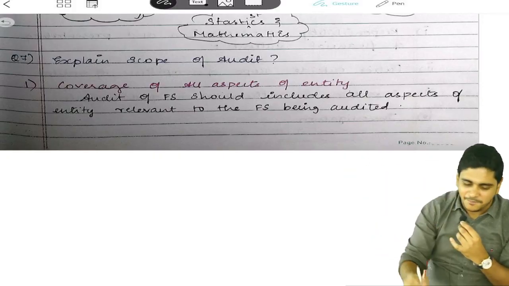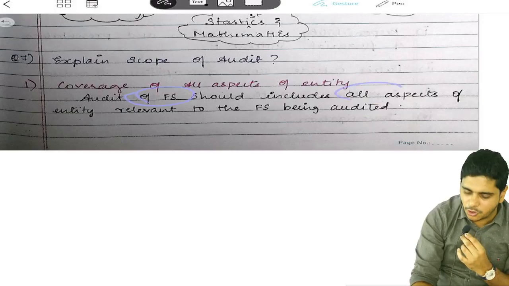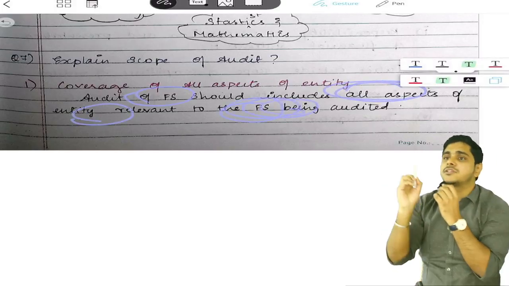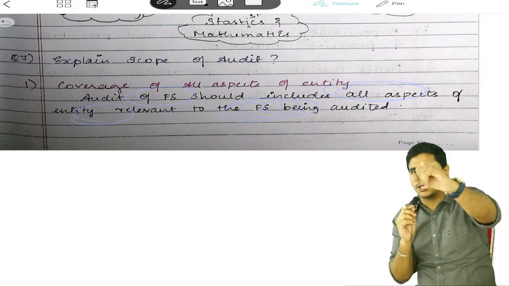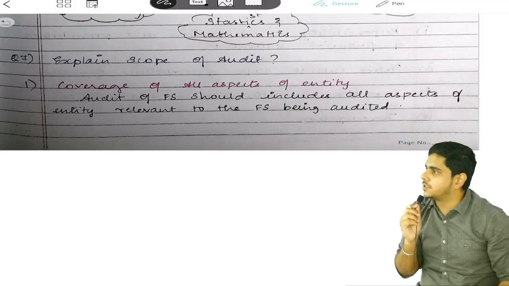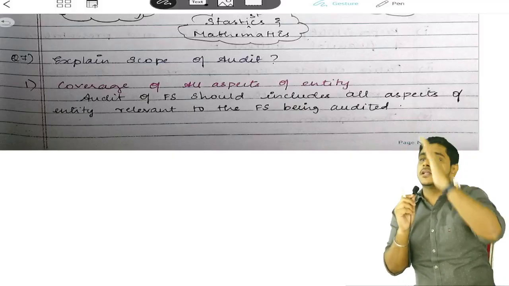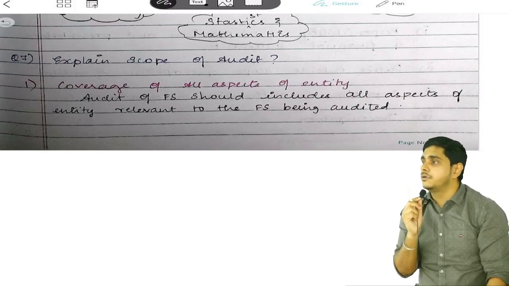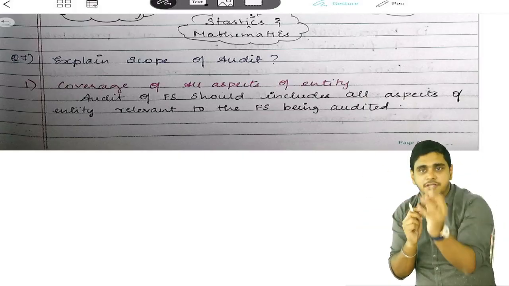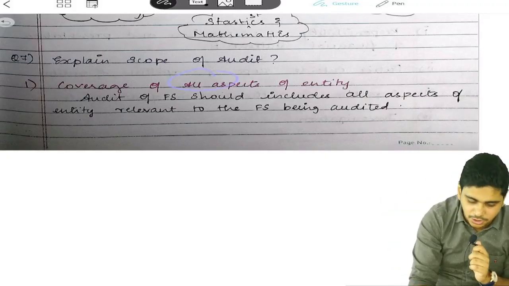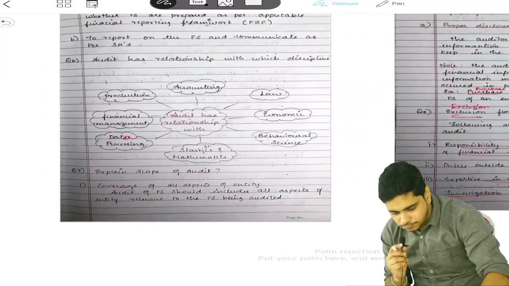Audit of FS should include all aspects of the entity relevant to financial statements. I am only interested in balance sheet, P&L, cash flow, notes and statement of changes in equity. Imagine if this fan is not working. Are you interested in this fan? What are you interested in? The amount of the fan, whether they have been included in the financial statement or not. So my first reason is coverage of all aspects of the entity.